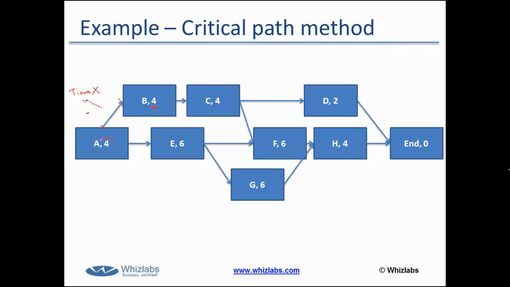The numbers inside the boxes represent the time duration. So A has a duration of 4 weeks, B has a duration of 4 weeks, C has a duration of 4 weeks, E has a duration of 6 weeks, and so on. And the arrows are just showing the relationship between the activities, no other significance. Clear, Nico?